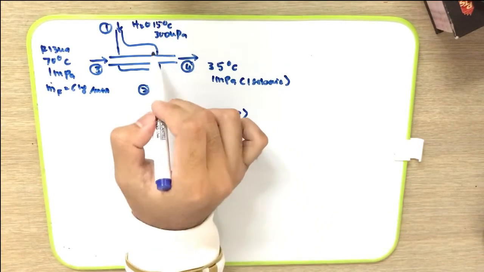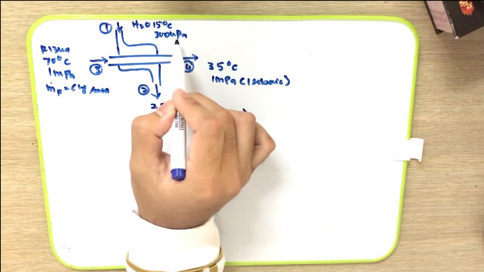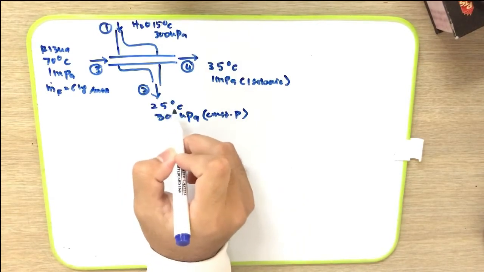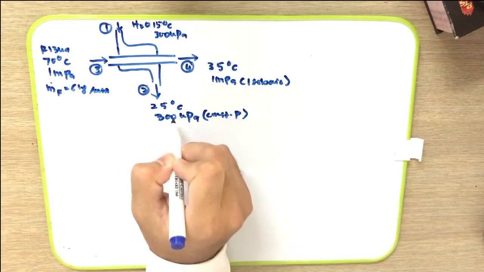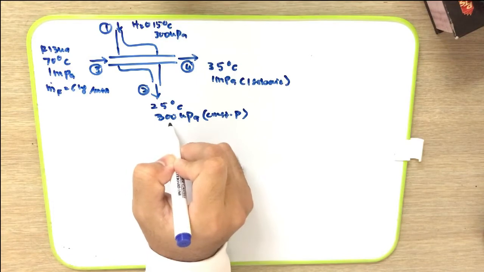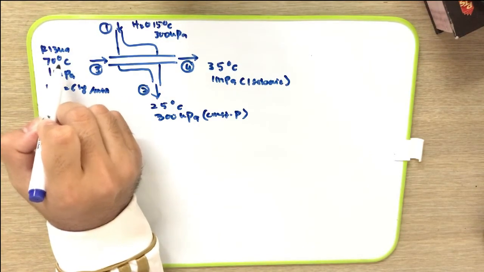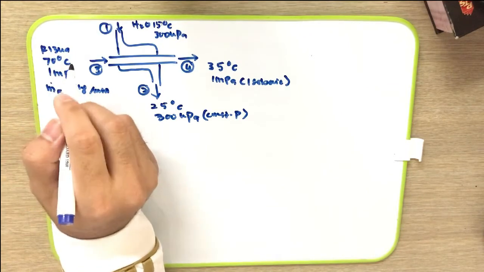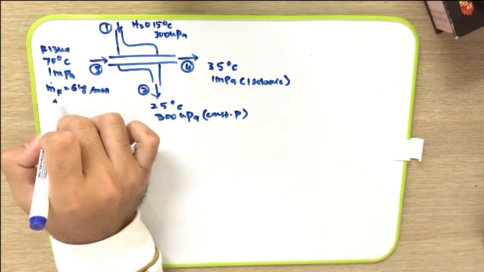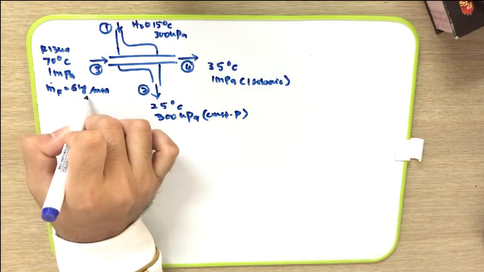So the water is at 15 degrees C and 300 kilopascal and leaves at 25 degrees C at constant pressure, in which the outlet pressure is 300 kilopascal. For refrigerant, it will enter the condenser at 70 degrees C at 1 megapascal, and also the mass flow rate for refrigerant is 6 kg per minute.